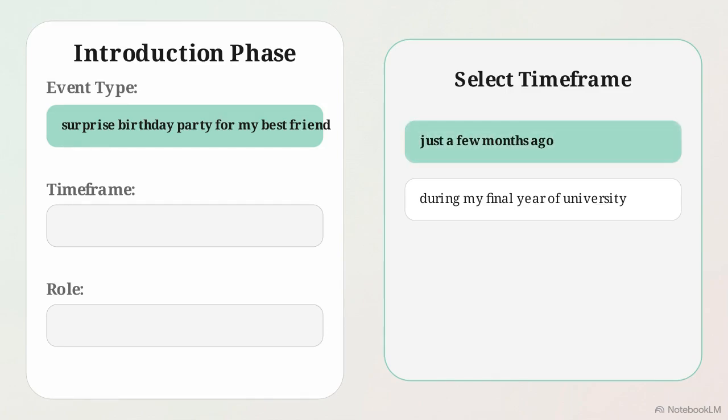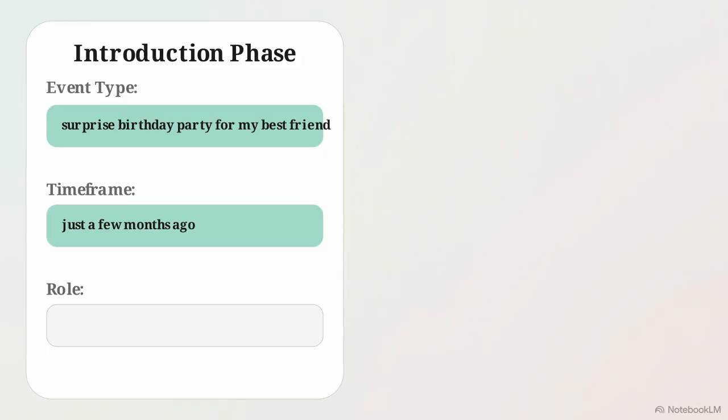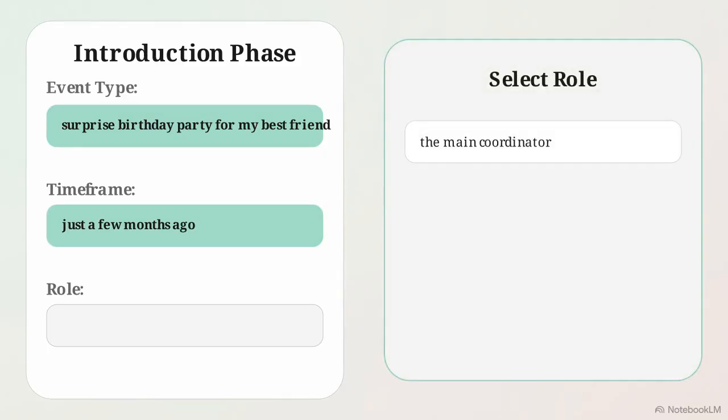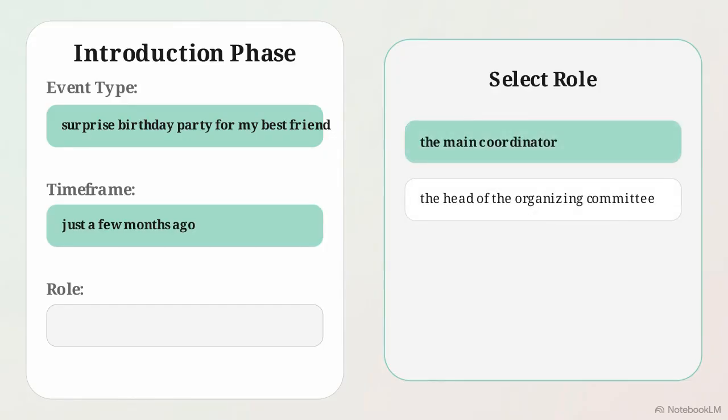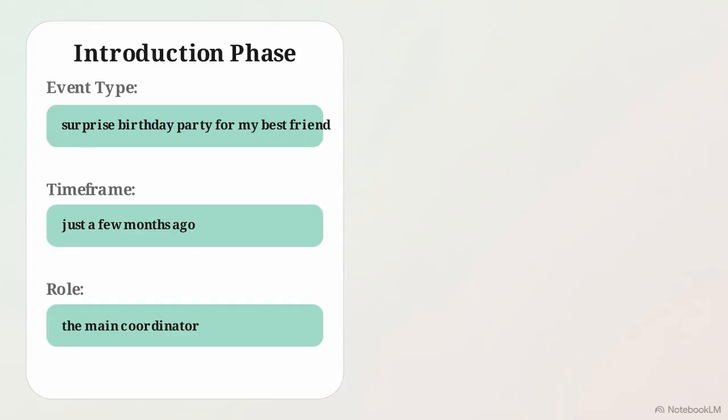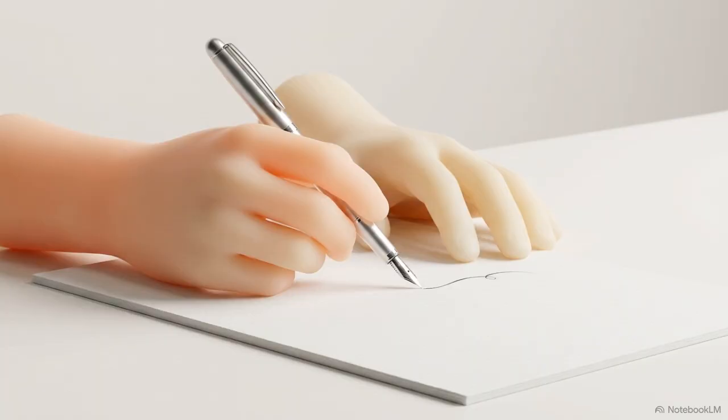Next, select a time frame variable, like just a few months ago or during my final year of university. This selection restricts your grammar to the appropriate past tense forms, providing a consistent structural anchor. Finally, define your role, identifying yourself as the main coordinator or organizing committee head. Claiming a leadership role clarifies the narrative perspective and naturally leads to active voice sentence constructions. Populating these 3 variables satisfies the initial requirements for introductory coherence in the examiner's rubric.